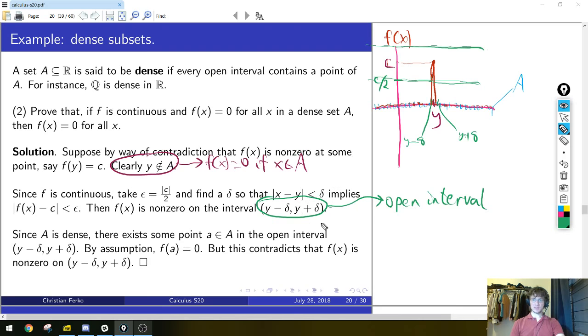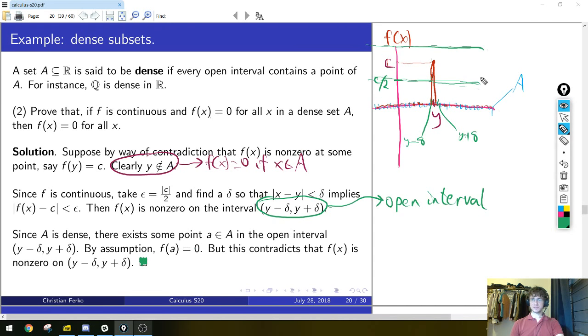So if A is dense and this is an open interval, there must be some element of A which sits in this open interval. But if that's true, that means f of that element is 0 by assumption, which contradicts that we said f of x must be non-zero in this interval because we picked our epsilon bars to keep it above 0. That's the contradiction. So that contradiction proves that actually the function must be 0 everywhere if it's 0 on a dense set. End proof.